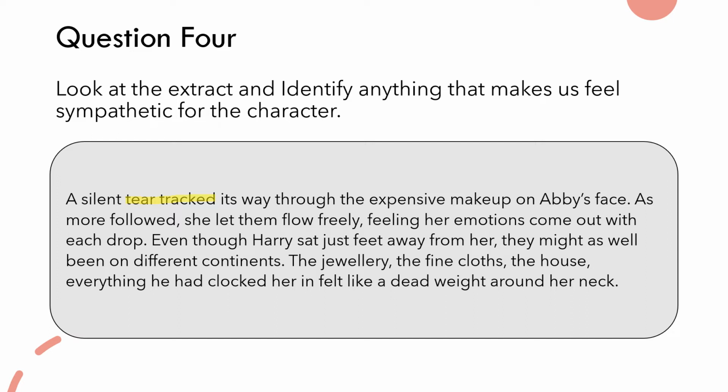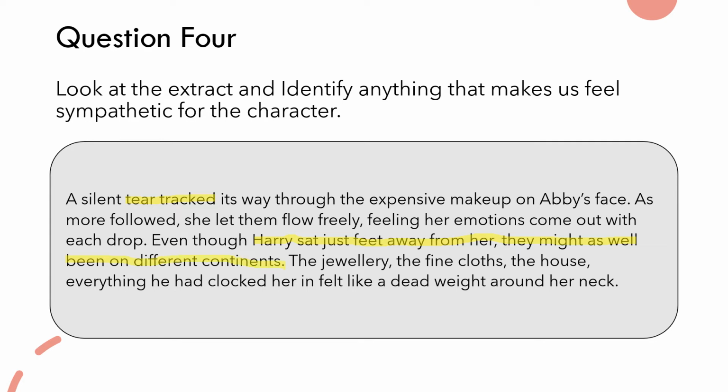Now we have a kind of a strange sense of a hyperbole or metaphorical speak now, where it says even though Harry sat just feet away from her, they might as well have been on different continents. So I want you to look at that bit there and just think, what does that really imply about their relationship? And does that make us feel sympathetic or concerned or worried for the character of Abby? So what does it really mean there if they're on different continents?